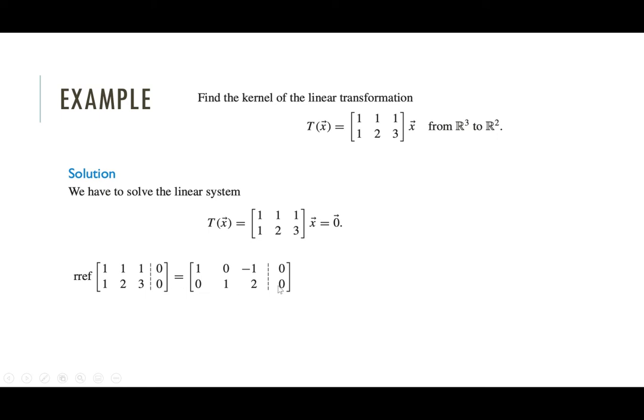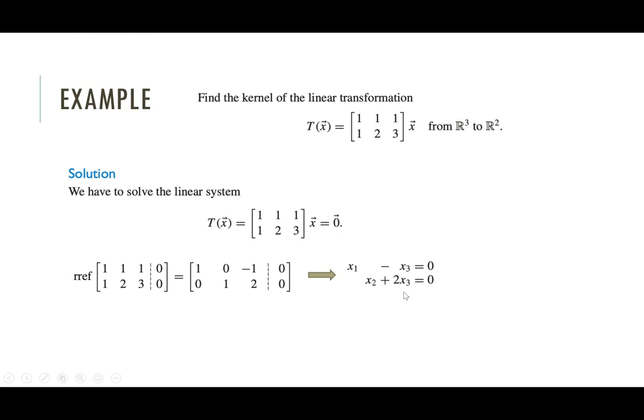When you find the reduced row echelon form, it's of this form. I'm not doing these calculations by hand. I assume you know how to find the reduced row echelon form at this point. Now that you've got your augmented matrix in reduced row echelon form, translate this back into equations. If x is a three-dimensional vector x1, x2, x3, then translating back gives x1 minus x3 equals 0 and x2 plus 2x3 equals 0.